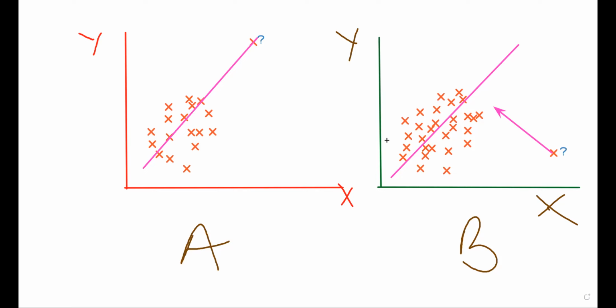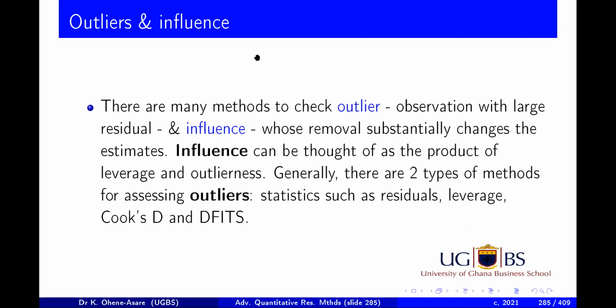So B is indicative of an influence. It's very important to check whether your residuals are exhibiting those situations. Influence can be thought of as a product of leverage and outlierness. That is it. Influence is more powerful. And there are methods for assessing outliers in a regression: statistics such as residuals, the leverage, Cook's distance, DFFITS. All of these are used to check whether there are outliers in your data.